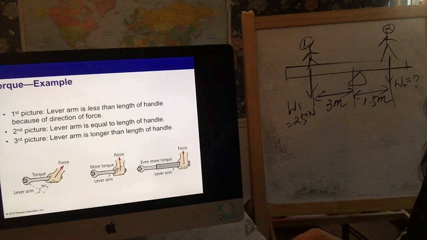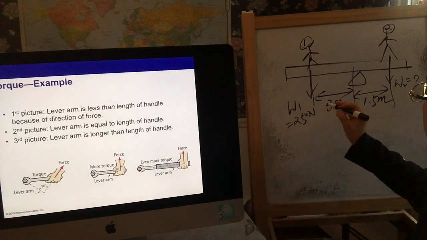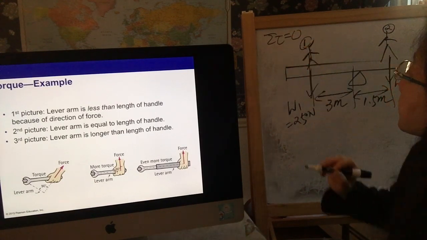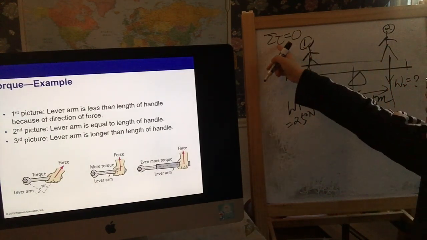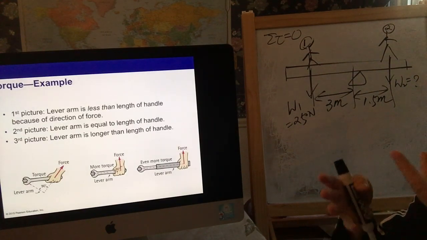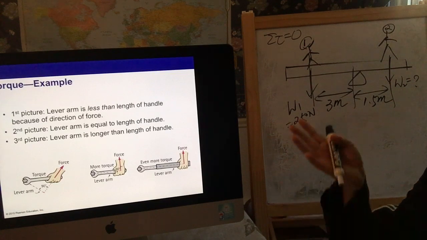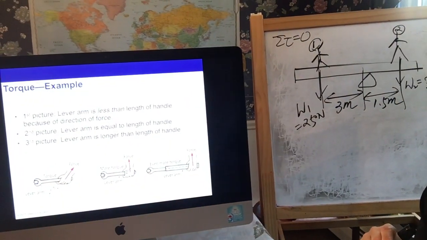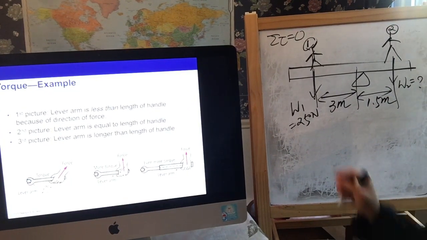So when we say the balance beam is balanced, we are talking about the net torque being 0. Okay, so how do I find net torque? We learned about how we find net force, right? We basically find all the forces and we add them together. Okay, so that's the example.